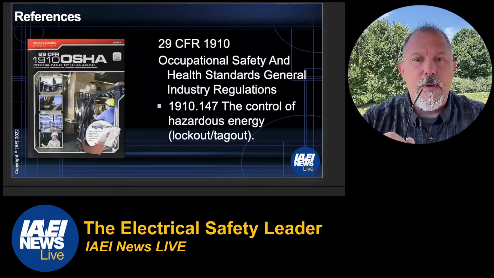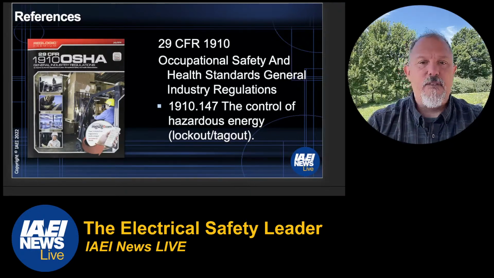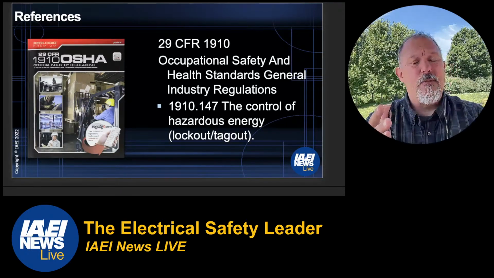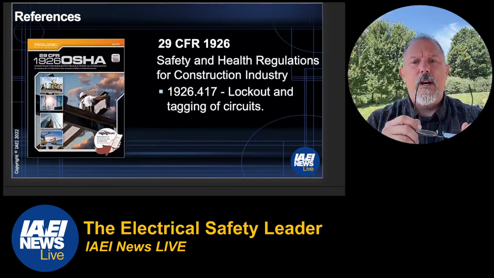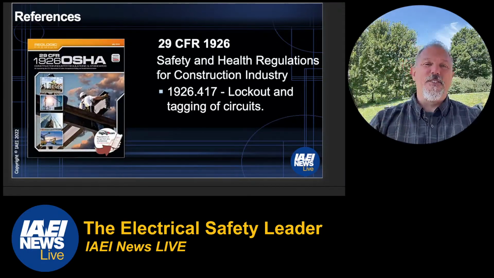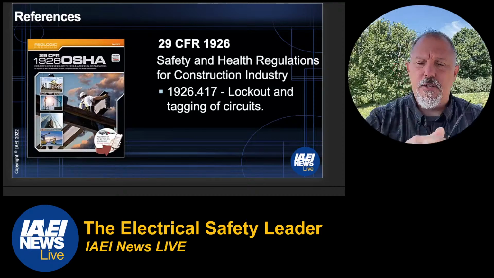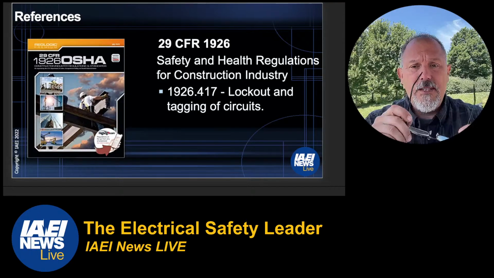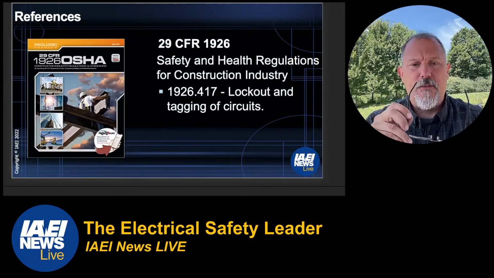All right, so I'm going to give you some reference materials. Very important, in my opinion: 29 CFR 1910. Somebody has to have a complete understanding of the requirements in 29 CFR 1910 because, with regard to lockout tagout, 1910.147 is titled "The Control of Hazardous Energy Lockout Tagout." So, important document for your library. Online library, because all this stuff is available online. 29 CFR 1926, safety and health regulations for construction. So 1910 is for general industry and 1926 is for the construction industry. 1926.417, lockout and tagging of circuits. So that's going to be an important reference for you.